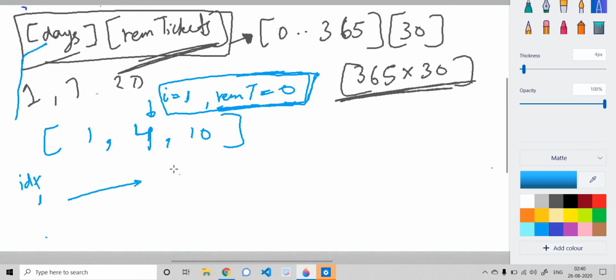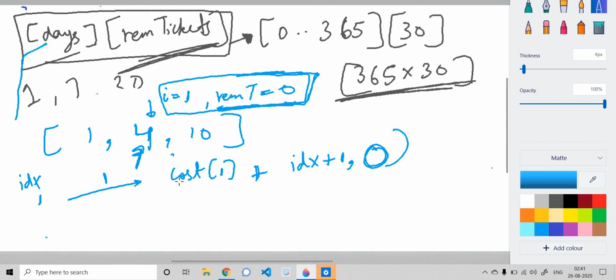First of all, we need to add the cost for buying a 1 day pass, and then we can go to idx plus 1, and the remaining tickets, as we are only buying a 1 day pass, will only be valid for this day only. From the next day onwards it would be 0 because we do not have any remaining tickets. So this is it for the first case.